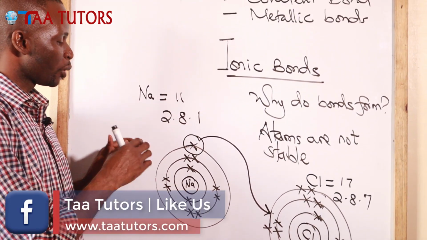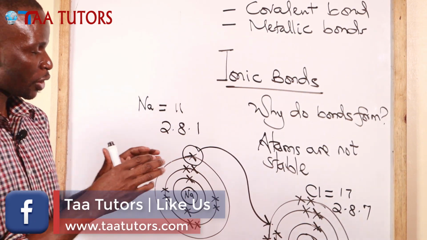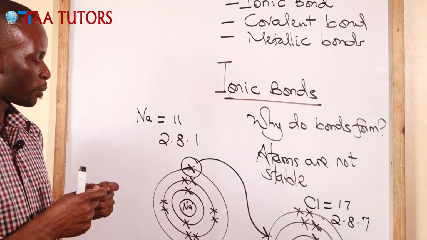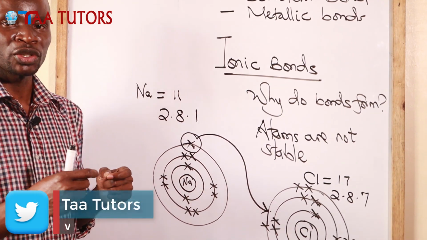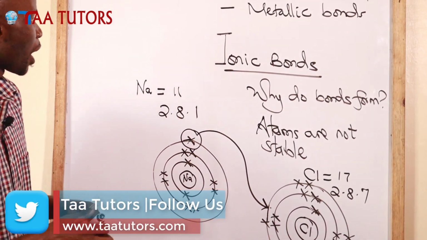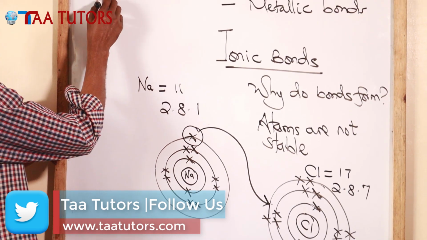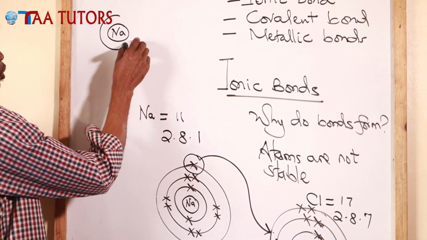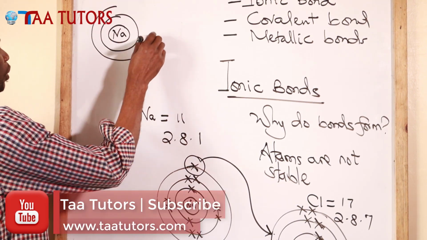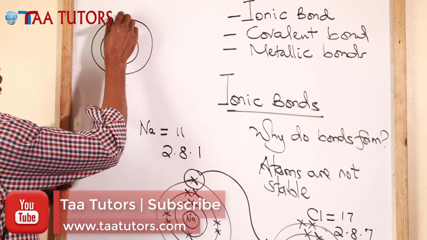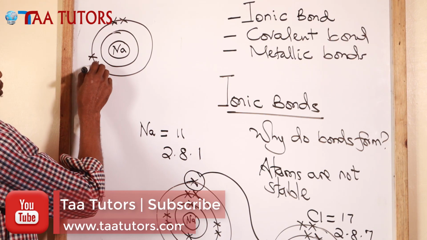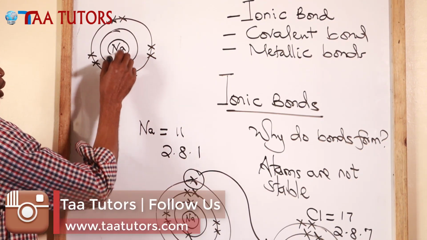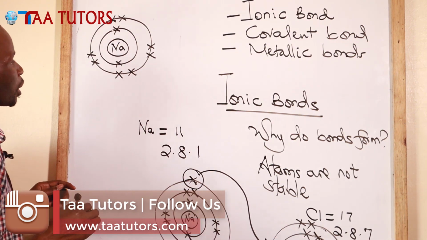Sodium needs to be stable by losing 1 electron, chlorine needs to be stable by gaining 1 electron. Once that gaining or losing takes place, these atoms quickly change into their respective ions. For example, sodium, after losing 1 electron, will change into a sodium ion. The sodium ion in this case will not have the outer energy shell, because once the electron is lost, that energy shell also is lost.